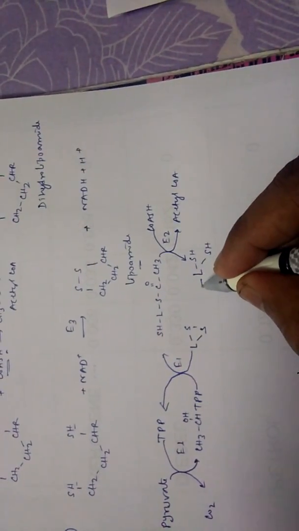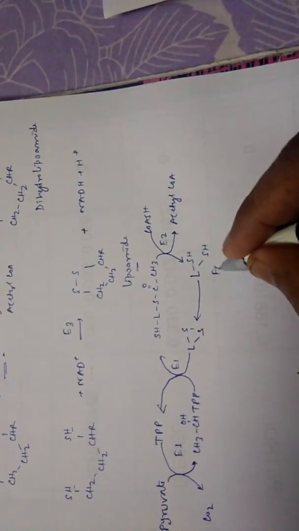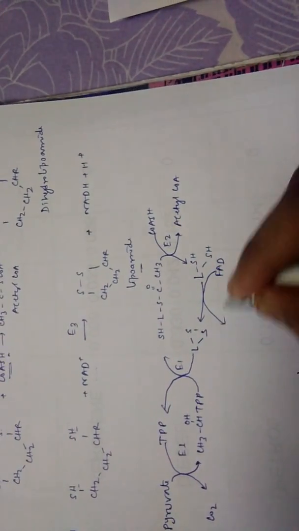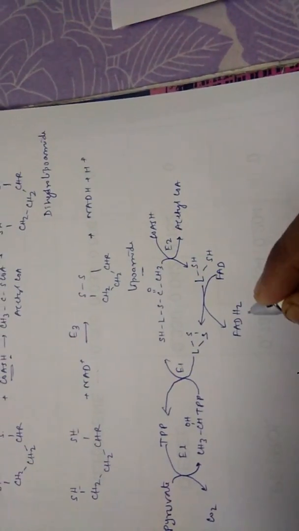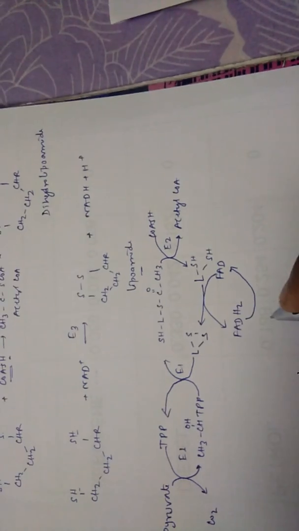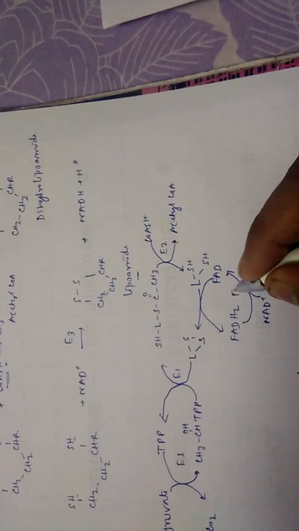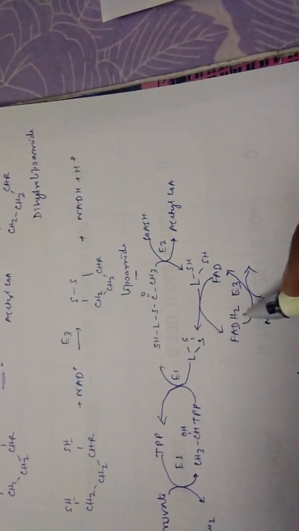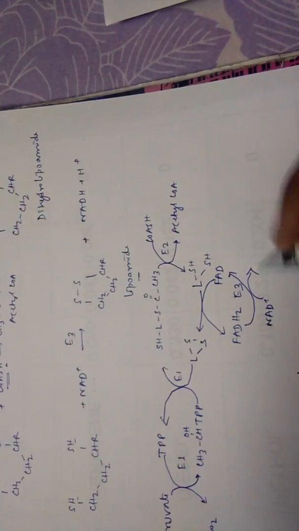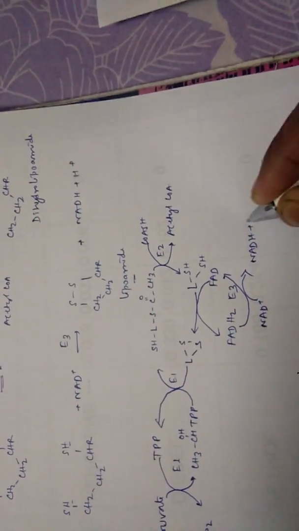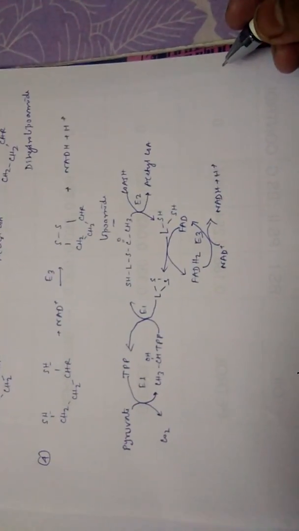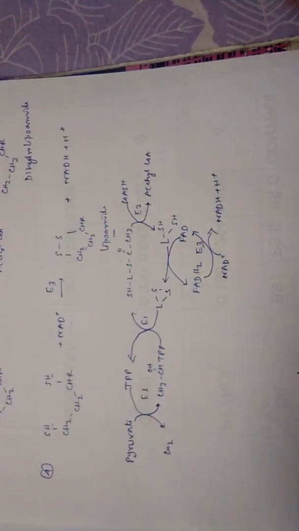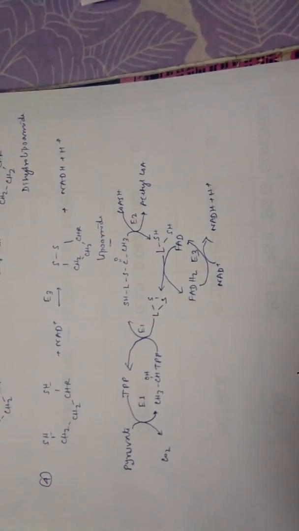Now the last remaining reaction will be catalyzed by FAD, that can accept these 2 hydrogens to form FADH2, and this reaction can be catalyzed by E3, which can accept these 2 hydrogens present in FADH2 to form NADH plus H plus. So this is the overall reaction of pyruvate dehydrogenase complex with respect to the mechanism. Hope that will be good for you.